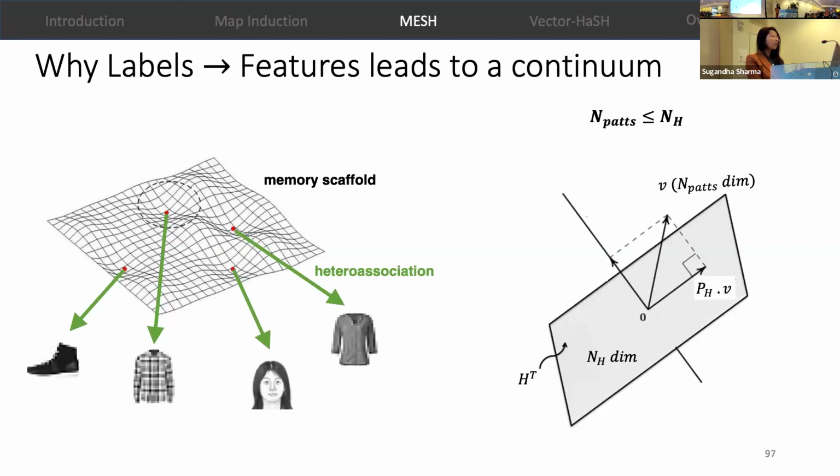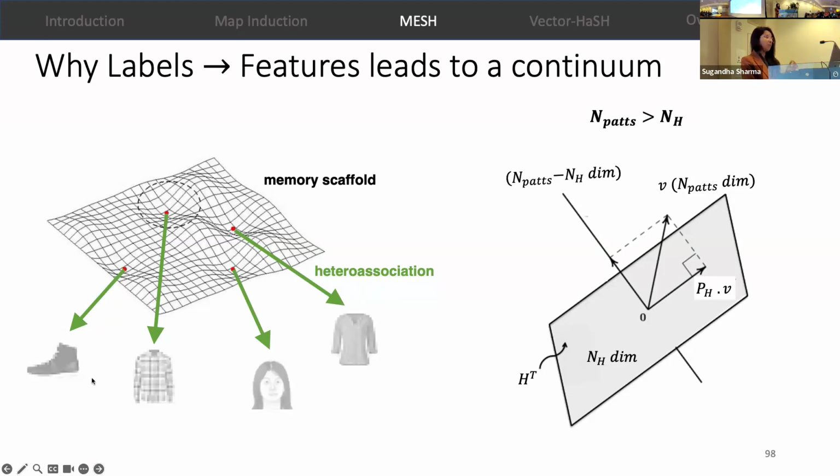However, when going from labels to features, that's not a perfect map, and that's what leads to a continuum. And this happens because this computation is now analogous to projecting this N_pats dimensional vector onto an N_H dimensional plane. As long as the number of patterns is less than N_H, we recover complete information. However, as we increase the number of patterns beyond N_H, we start to lose information in those extra dimensions. And that's what leads to partial recovery, leading to a continuum.